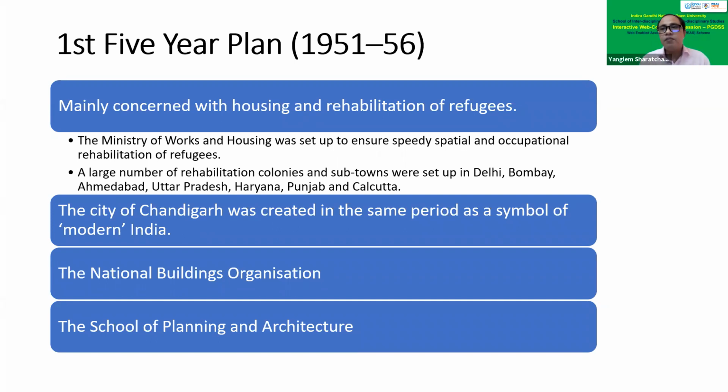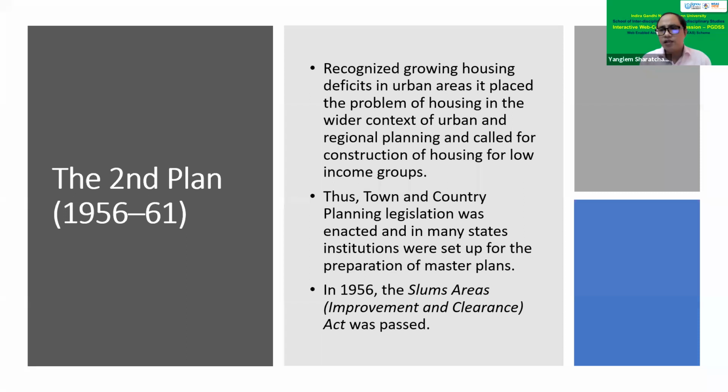Because when they came as refugees in that time, suddenly we had to give basic amenities like food, shelter, and clothing. So that was the main objective of the first 5-year plan. And one of the important achievements was that the city of Chandigarh was established as a symbol of modern India. Certain organizations like the National Building Organization and the School of Planning and Architecture were established. These are some of the achievements during the first 5-year plan.